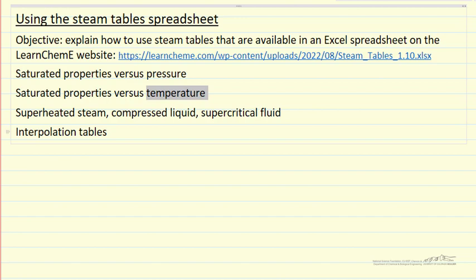And at the top of each of these worksheets there's an interpolation table. What these tables do is allow you to determine properties without having to do interpolation yourself. It does the interpolation automatically for you. And so what I want to do is show you the spreadsheet and explain these interpolation tables.